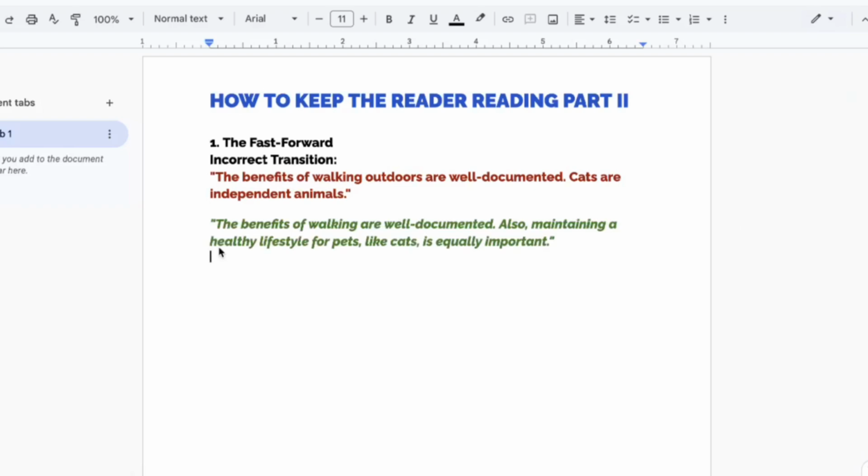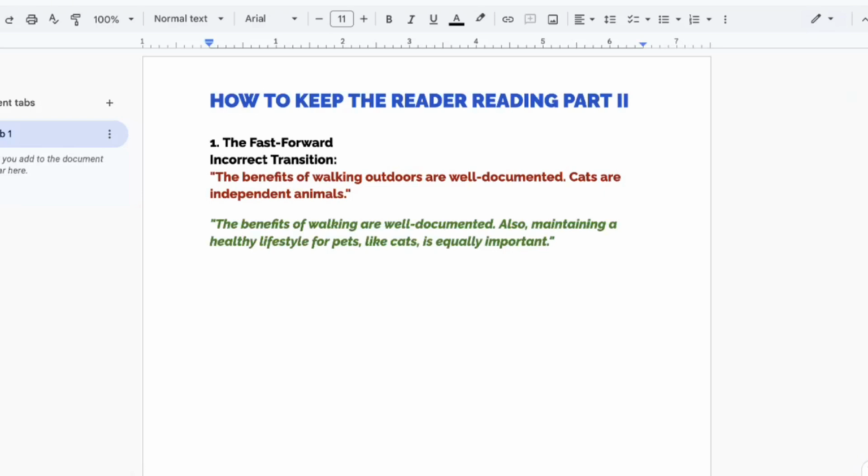The benefits of walking are well documented. Also, maintaining a healthy lifestyle for pets like cats is equally important. So believe it or not, some folks walk their cats. That's not my business, but they put it on a little leash and everything. But, in that sentence, it's speaking to the person who may think, oh, you know what, I want to walk too, and I want my cat to get in some walk as well, because it benefits both of those demographics, both pets and the human owners. So the cohesion is made in that second sentence by using a bridging sentence.